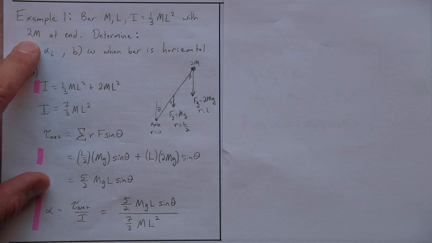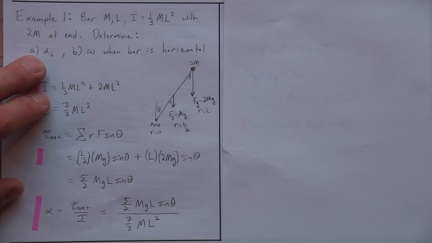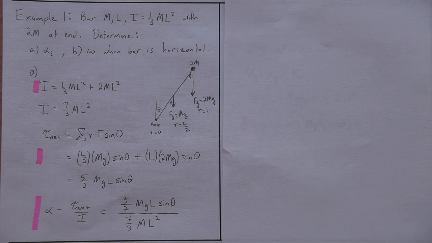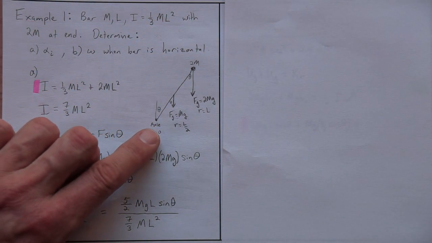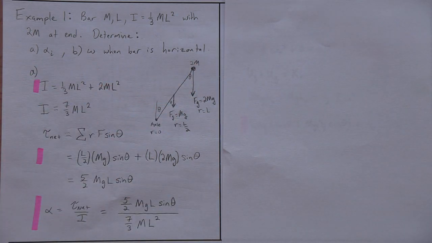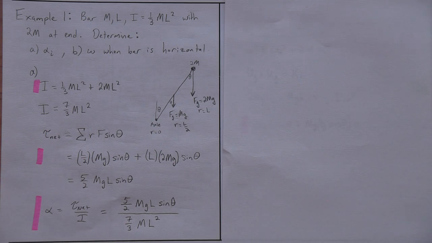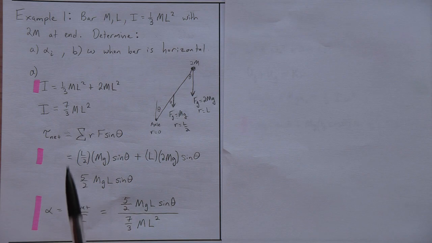And it has a mass 2m at the end of it. We'll determine the initial acceleration and the omega when the bar reaches the horizontal. This is the setup: I've got the bar up like this. Here's the axle, and it's at some angle with the vertical. To figure out the acceleration, alpha, alpha is torque net over inertia. So I need the torque and I need the inertia.